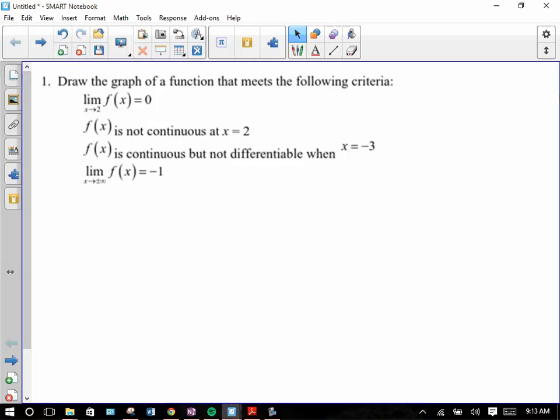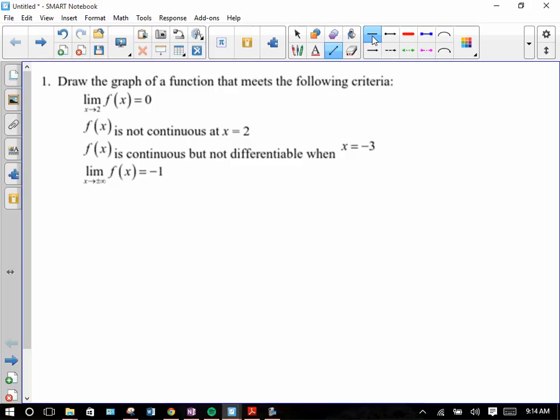So this first problem asks us to draw a graph of a function that meets these criteria. The limit as x approaches 2 of f of x equals 0. f of x is not continuous at x equals 2. And f of x is continuous but not differentiable when x equals -3. And the limit as x approaches positive or negative infinity for f of x is equal to -1. Okay? So, we ask you to create a graph.